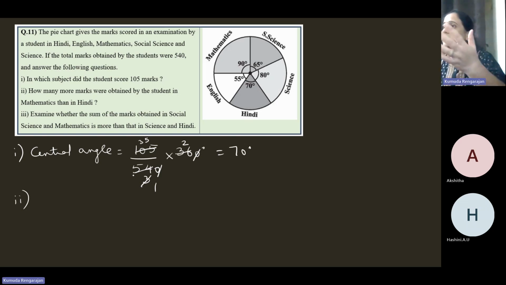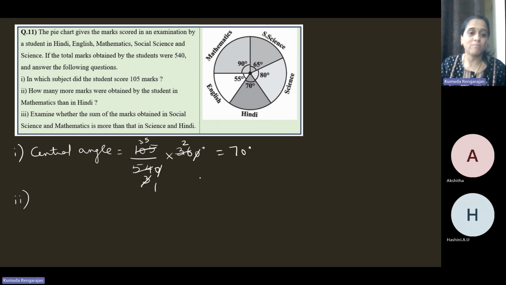Hundred and 5 marks on top, so marks will come below. 105 marks out of 540 marks. That fraction makes sense. Now what do you want? You want the central angle, so into 360 degrees. For percentage, you want into 100. No, I want the central angle. So into 360. That will give you 70 degrees as the answer. It was 70 degrees in Hindi. So in the subject Hindi, 105 marks.